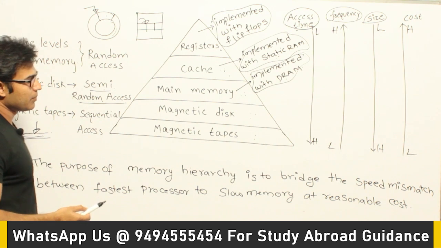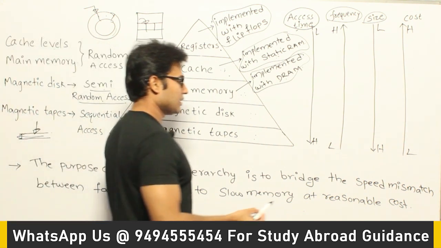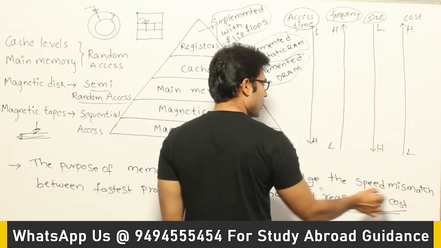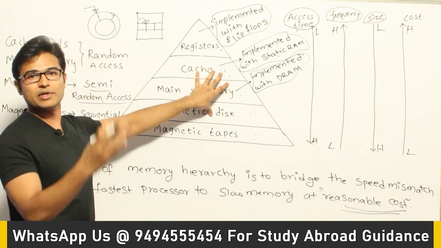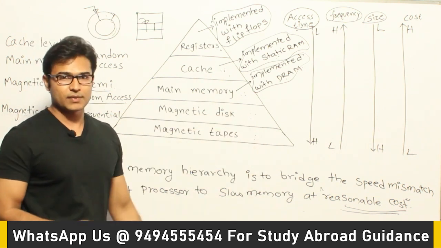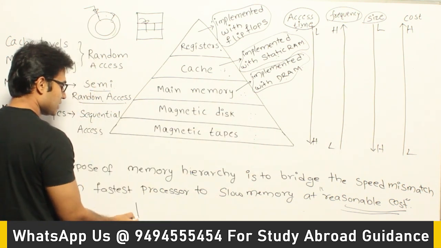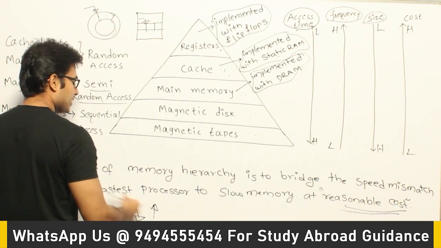Okay, fine. Now the purpose of the memory hierarchy is to bridge the speed mismatch between the fastest processor and the slow memory at a reasonable cost. So what we try to do is, we generally have some budget, and within that budget we try to have all these components in such a way that the overall memory is not too slow or too costly, right? We are trying to hit the trade-off where we want to keep the cost as low as possible and the speed as high as possible.